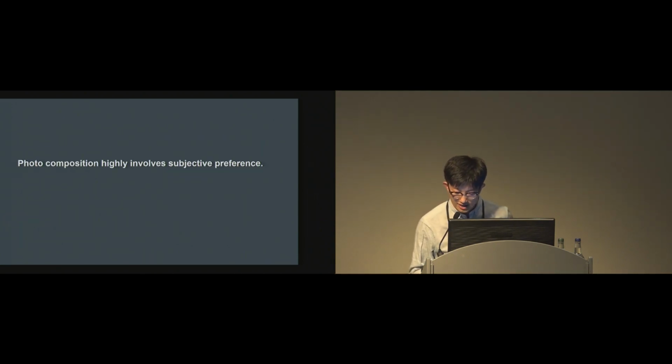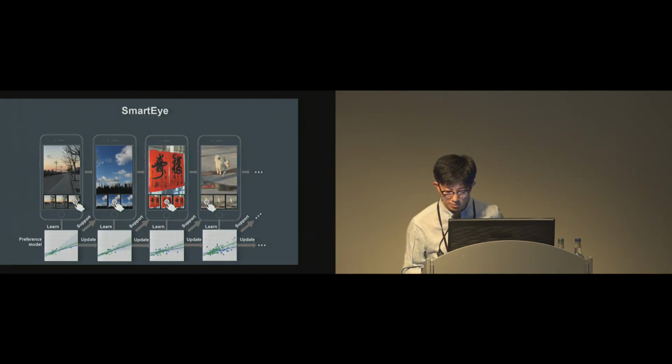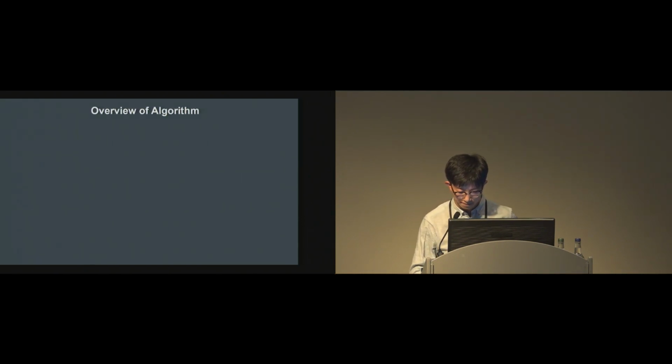But photo composition highly involves subjective preference. This method didn't take into account personalized composition preference. So we composed SmartEye. When users take a photo with their smartphone, SmartEye can suggest real-time photo composition candidates. As users take photos with SmartEye, our composition recommendation algorithm will learn and update. It can adapt to user preference interactively and progressively. So SmartEye will suggest more personalized composition the longer it is used.